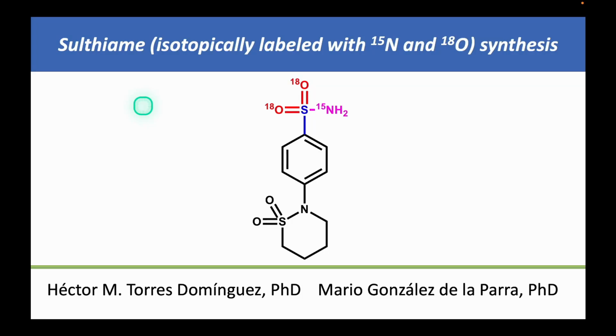Hello! In this video, we present the synthesis of Sulthiame, isotopically labeled with nitrogen-15 and oxygen-18, an isotopologue useful in the research of the pharmacology and metabolism of this drug.